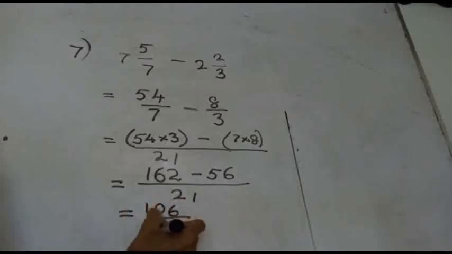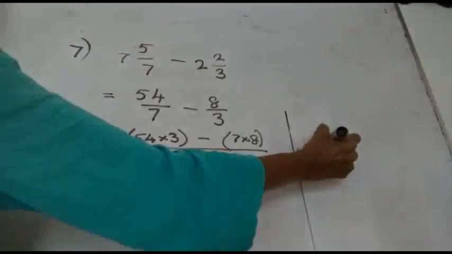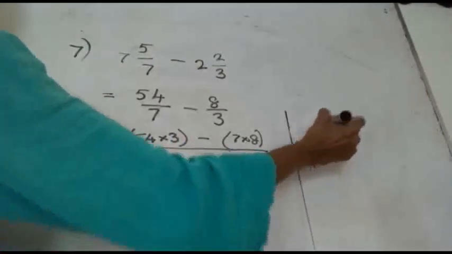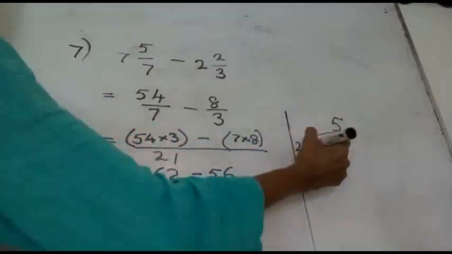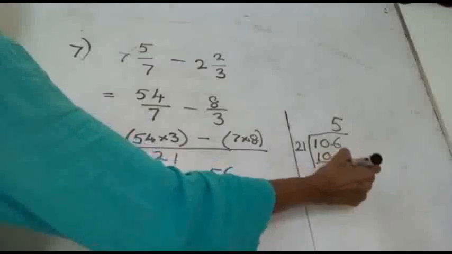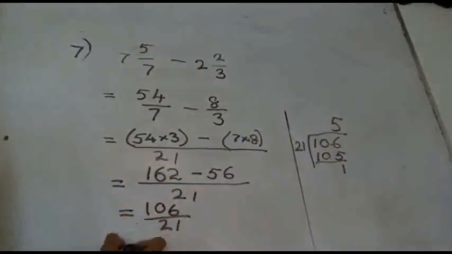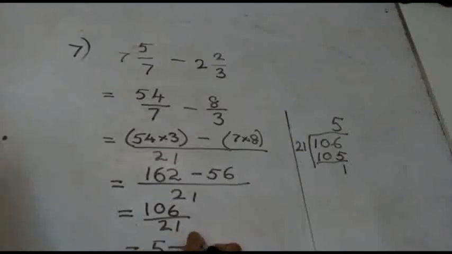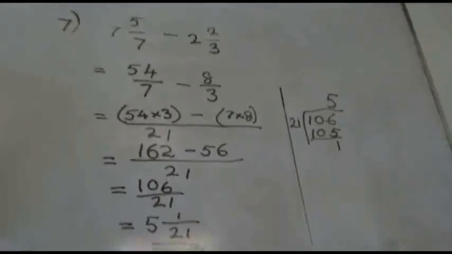106 divided by 21. Here 5. 5 times 1, 5. 5 times 2 is 10. Remaining 1. Here the answer is, whole number is 5. Denominator is 21. Numerator is 1. 5 and 1 over 21 is the answer.